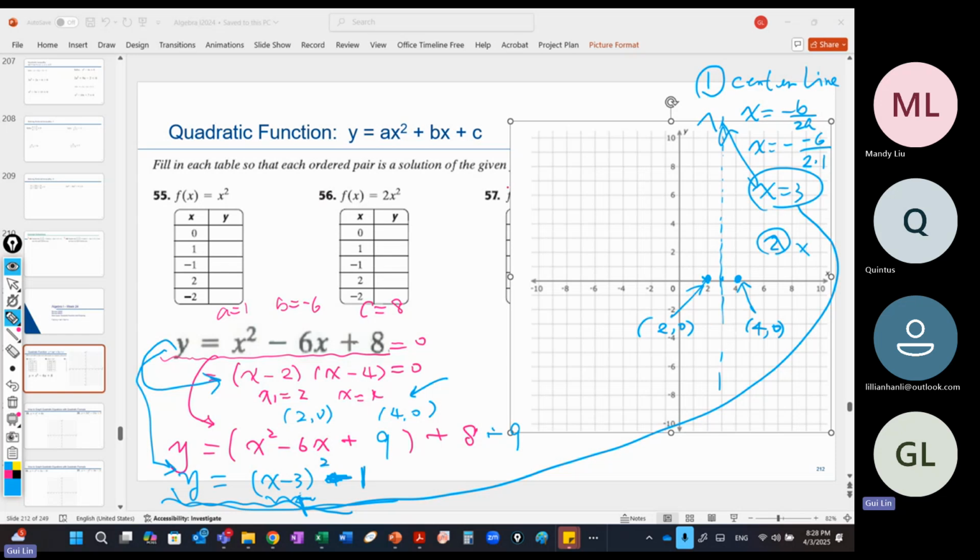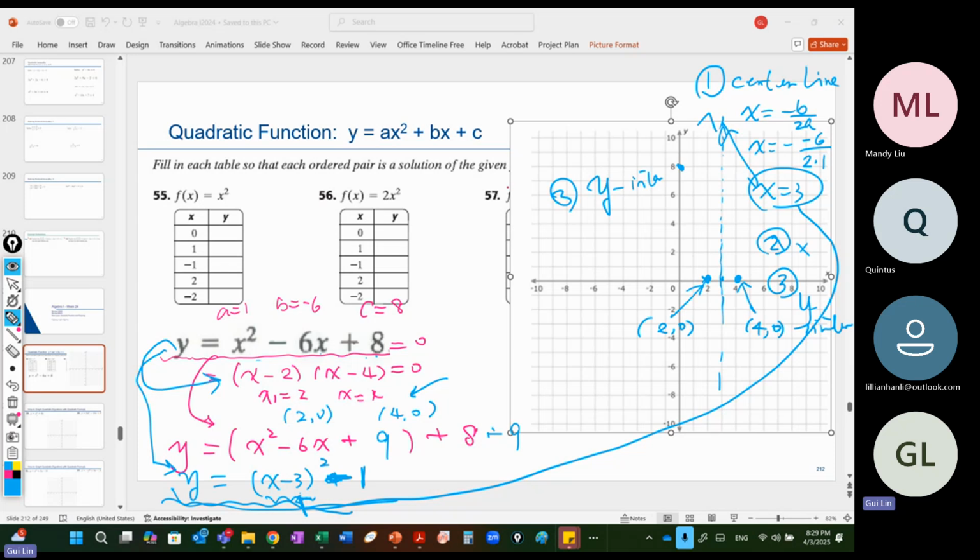The third one, find the y-intercept. What's the y-intercept? Simply x equals 0, right? When x equals 0, y equals 8. So 0, 8. 0, 8 is right here. This is the y-intercept.